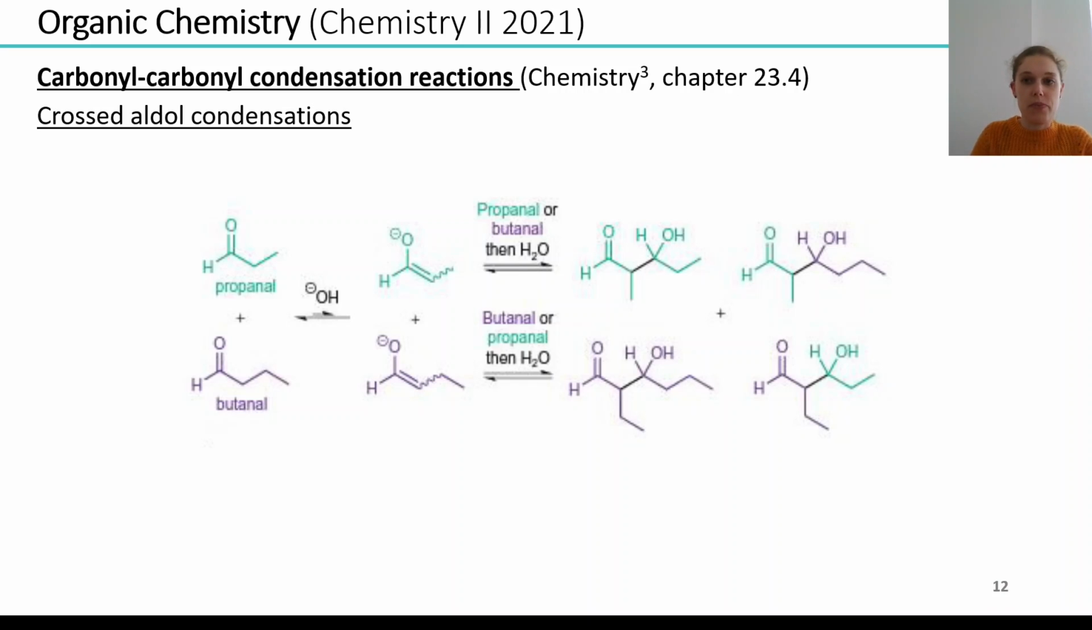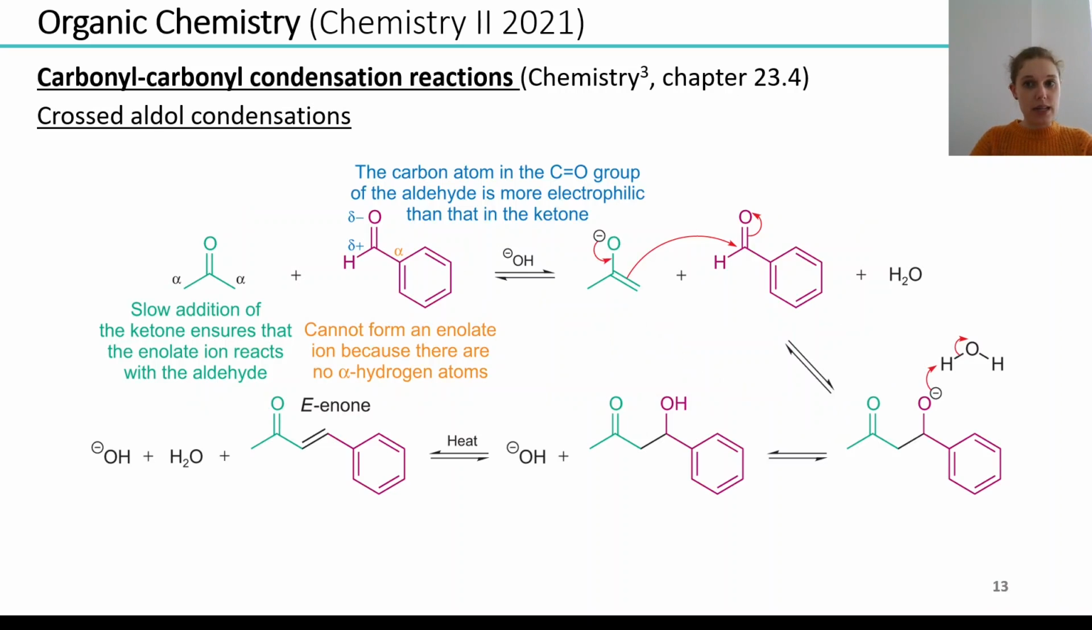And the crossed aldol condensation yields only one aldol product if only one of the carbonyls is able to form an enolate ion, or if the carbonyl compound, which cannot form an enolate ion, is more reactive to nucleophilic additions compared to the other carbonyl compound, which can form an enolate ion, or if the carbonyl compound that is able to form an enolate ion is added slowly to the reaction mixture.